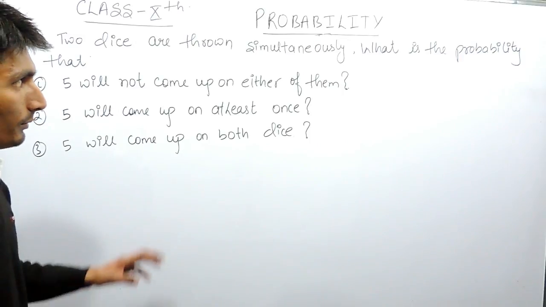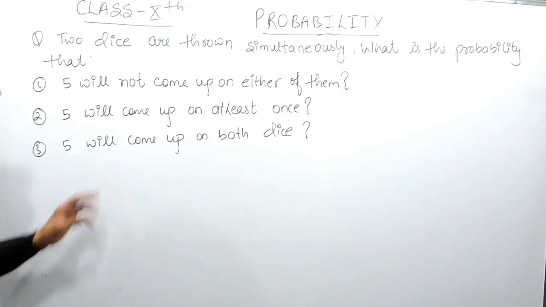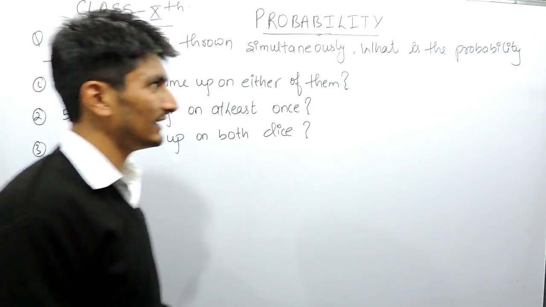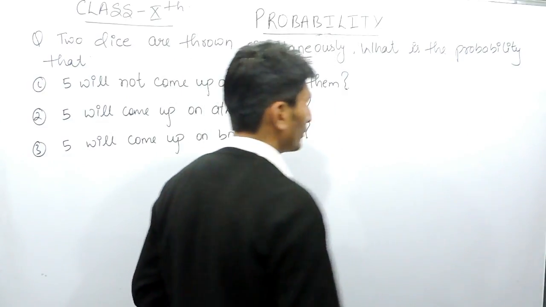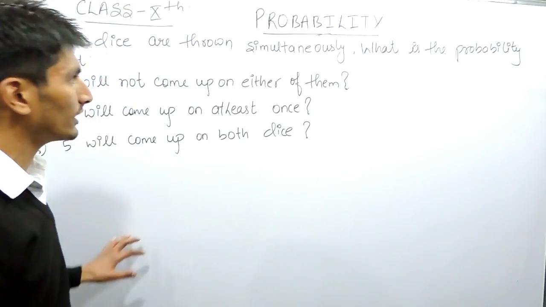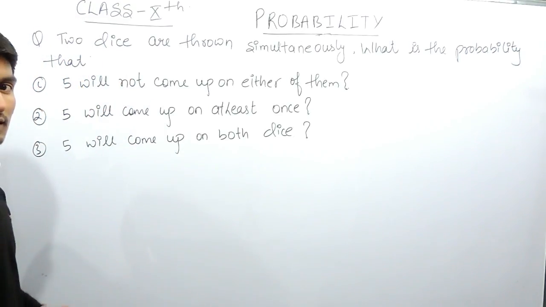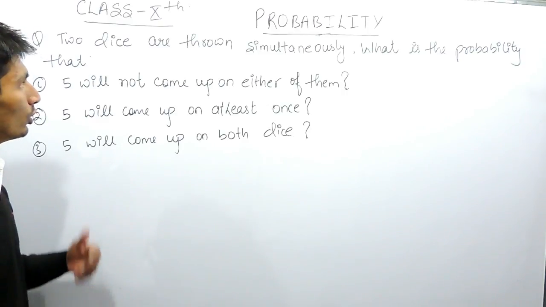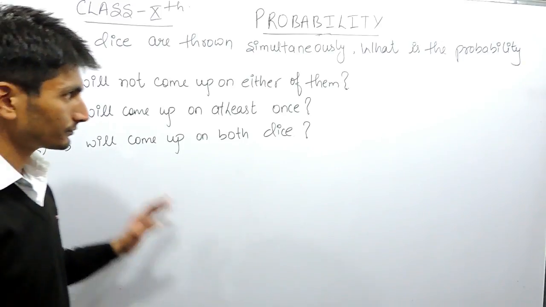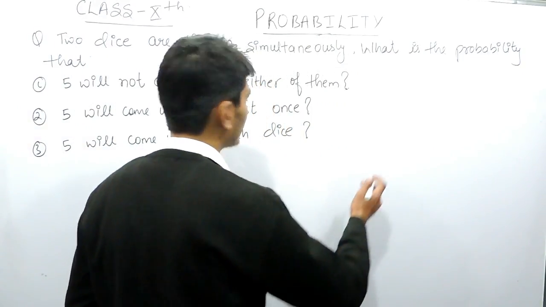Before solving this, you must know the sample space for this question, because two dice are thrown simultaneously. As we discussed in the previous video, to find the total number of outcomes, since two dice are thrown simultaneously, the total number of outcomes will be 36. And those 36 outcomes will be like this.